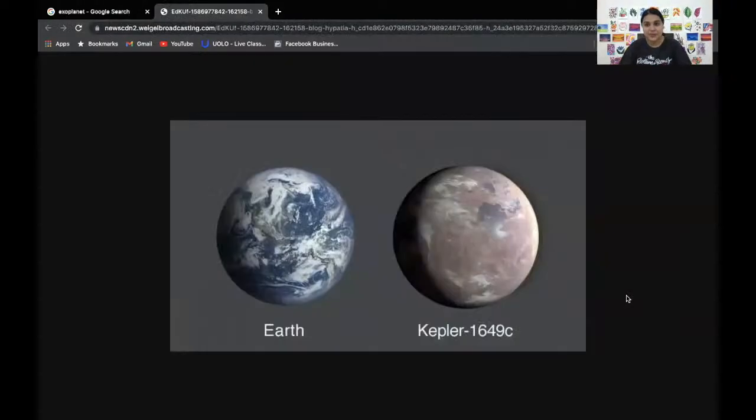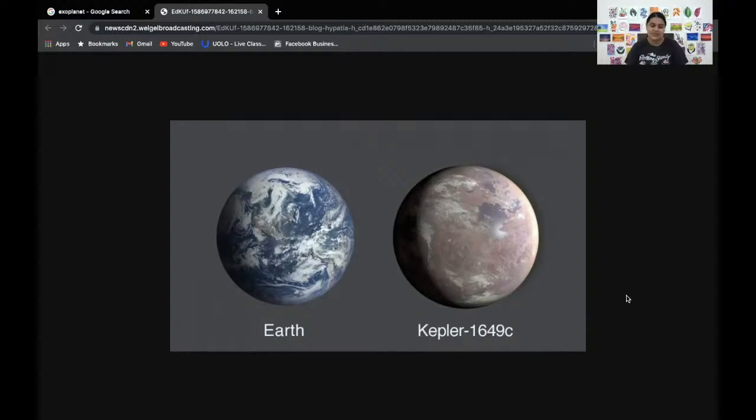The next element that I want to go ahead and talk to you about is basically an exoplanet. Now, if you look at your screen right now, you can basically see that we have Earth on one side, and then we have something called the Kepler 1649c. Now, the Kepler 1649c is basically an exoplanet. So what is an exoplanet? First of all, let me explain it to you.